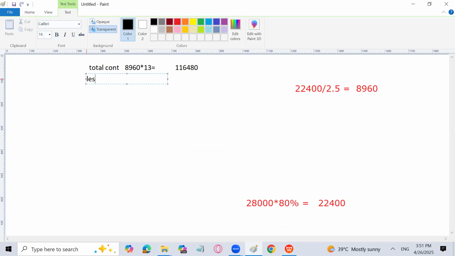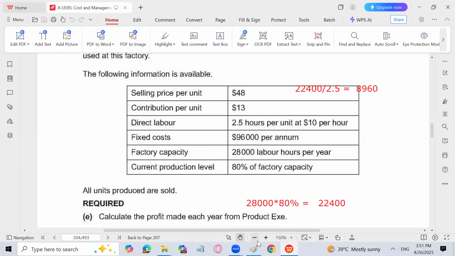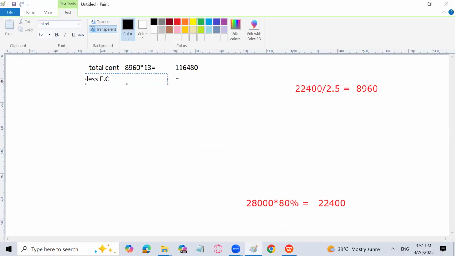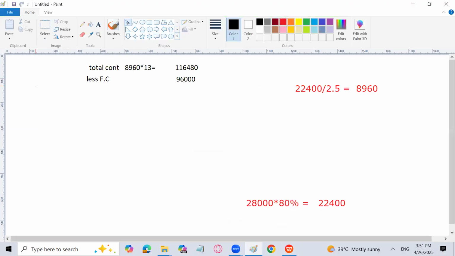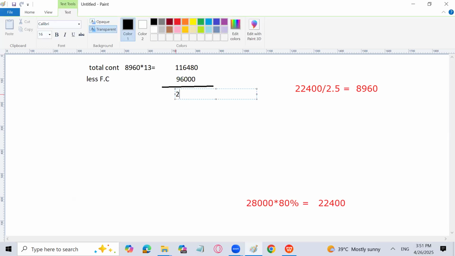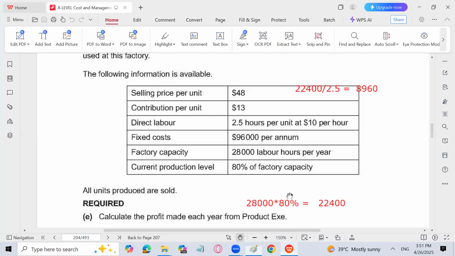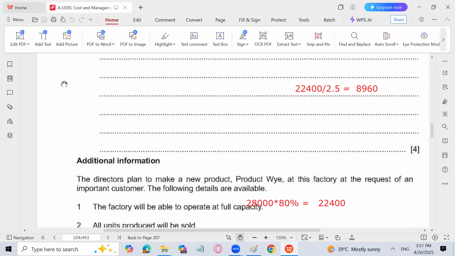Less fixed cost, we will be able to find the profit. What is the fixed cost? Fixed cost is 96,000 per annum. Subtract 96,000 and we get the profit for the current year, for each year. That is 20,480. So profit is 20,480. We are done with the first part of the question: calculate the profit made each year for product X.